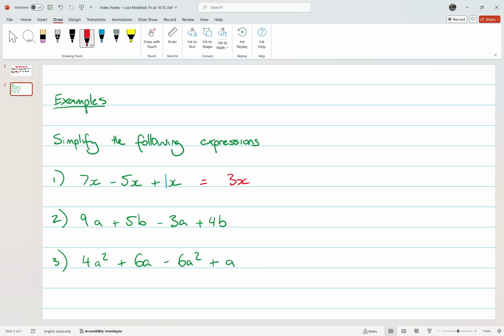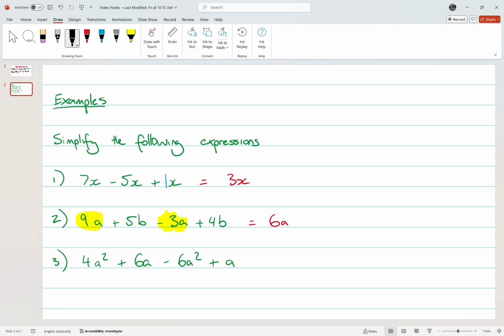Looking at question 2, we see that we have a's and b's in here this time. So let's focus on one letter at a time. Let's first of all focus on the a's. So we have the 9a, and then we can't do anything with the b, but we can do something with the 3a. And note that this is saying minus 3a. We look at the symbol that's in front of the term. So we're going to do 9a minus 3a, which equals 6a.